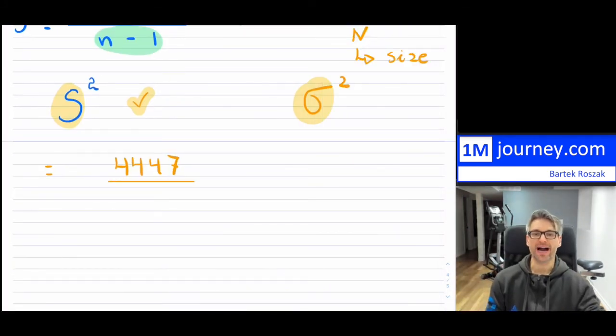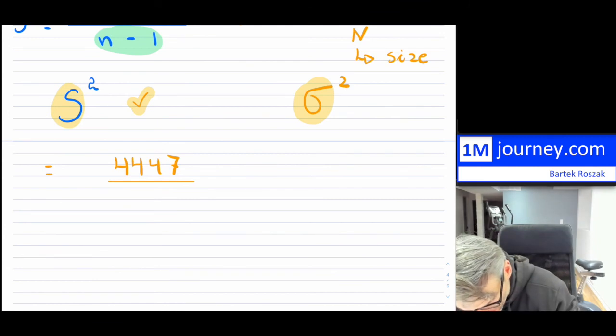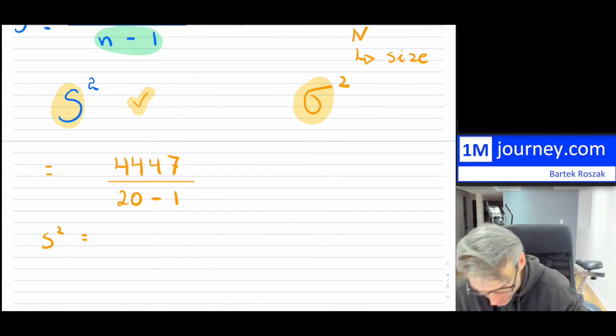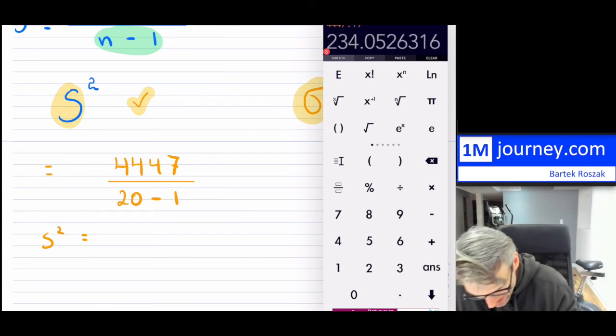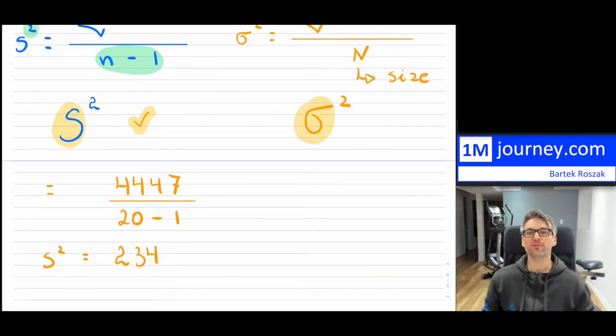All right, welcome back. I've added all of it up together, so it's 4447. Because it's a sample variance, I have 20 minus 1. So my S squared, my sample variance, is equal to 4447 divided by 19, and that will be 234. So 234 is my sample variance.